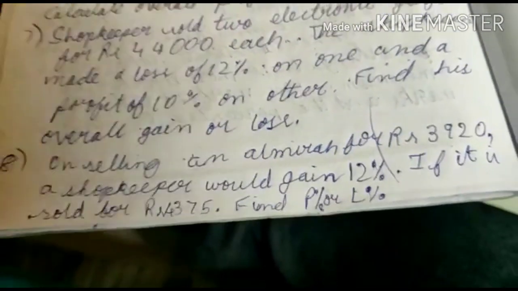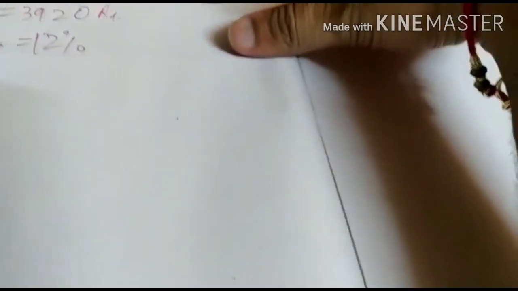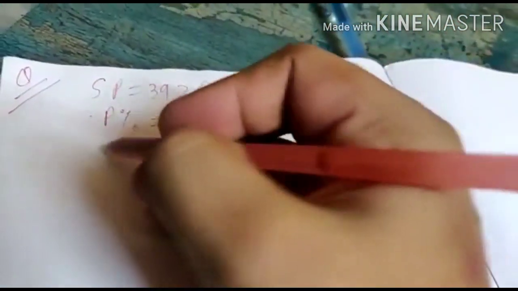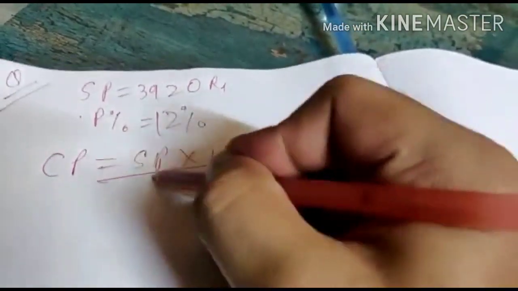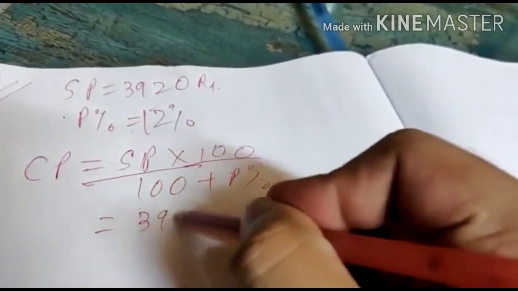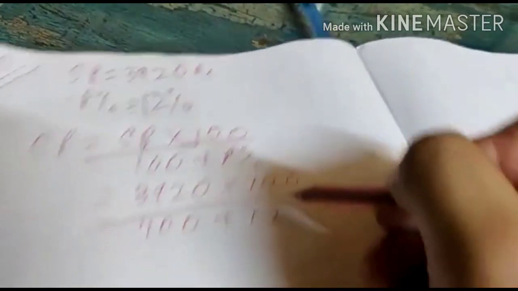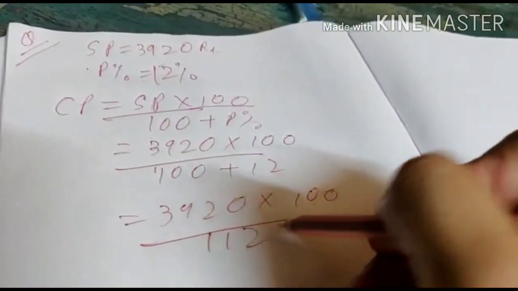Then further it says, if it was sold for rupees 4375, it means 4375 is another SP, but for a question CP always remains the same. For a single question CP remains the same. So from this we should find the CP first. CP is equal to SP into 100 upon 100 plus profit percent. So 3920 into 100 upon 100 plus 12, it is 3920 into 100 upon 112.